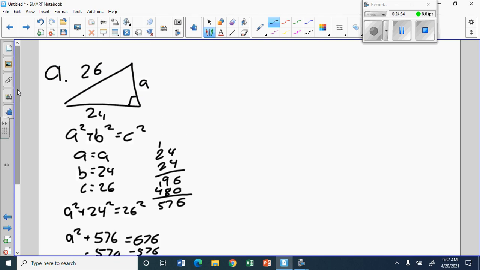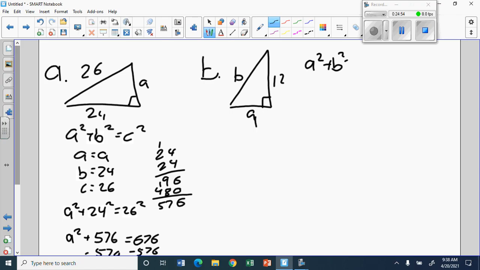Once you know the formula and you can plug it in, it becomes fairly easy. Okay, so problem B. This one's set up a little bit weird. 9, 12, B. So if I have A squared plus B squared equals C squared, A equals, B equals, C equals, what's A and B and C in this one? Elena, you weren't here yesterday. What's A? You have a disadvantage. What's A?